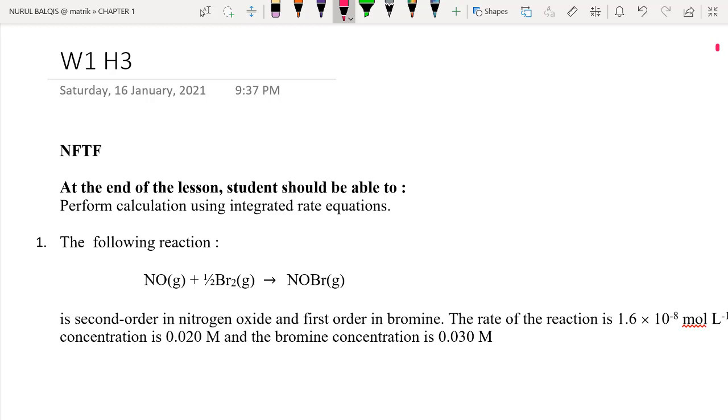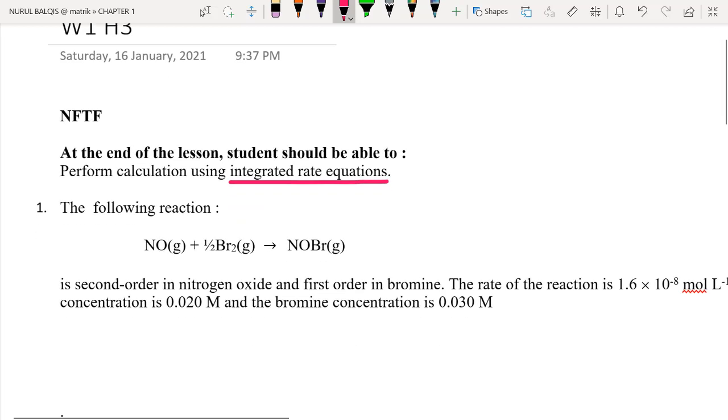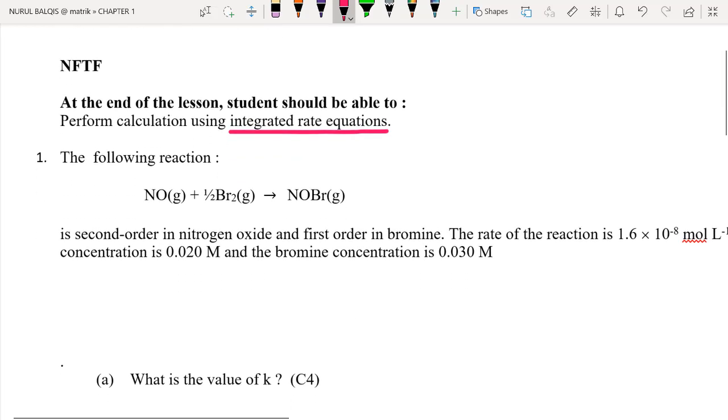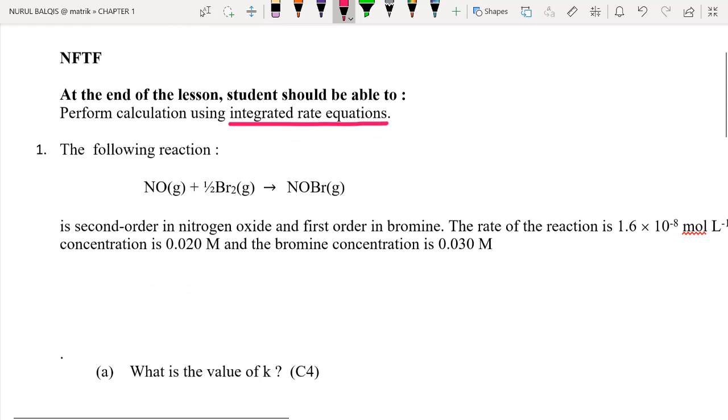We're going to discuss the week 1 hour 3 tutorial for both NFTF and also FTF questions. As for NFTF, the learning objective states that you should be able to perform calculations using integrated rate equations. As in our previous tutorial, we already learned about this integrated rate law. So for 0th, 1st and 2nd order, you need to know how you are going to get the integrated rate equations. Alright, so let's start doing these first questions.